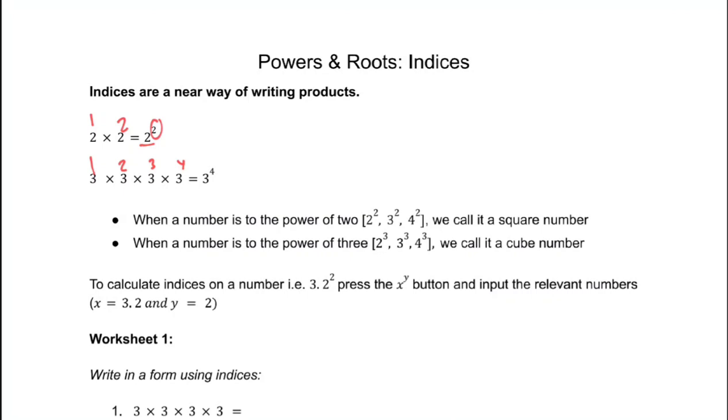Okay, so a bit of terminology. When a number is to the power of 2, we call that a square number. So 2 to the power of 2, 3 to the power of 2, 4 to the power of 2, we can say 2 squared, 3 squared, 4 squared. And that simply means 2 times 2, 3 times 3, 4 times 4. And when a number is to the power of 3, we call it a cube number. So 2 to the power of 3 is 2 cubed, 3 to the power of 3 is 3 cubed, 4 to the power of 3 is 4 cubed. And that would just look, for example, take 3 cubed: 3 times 3 times 3.